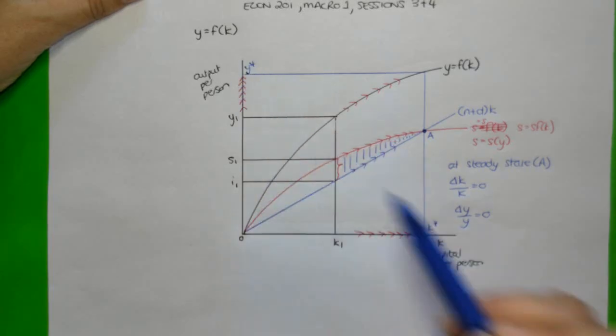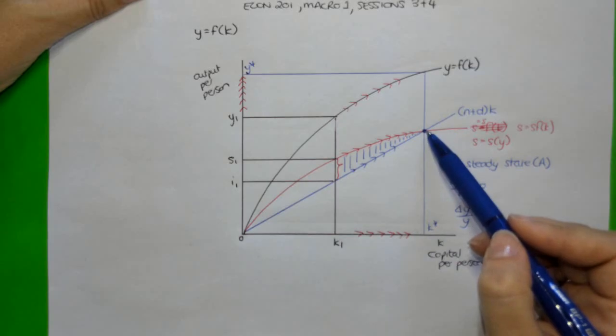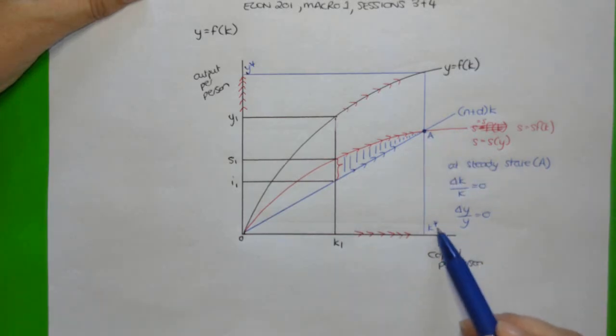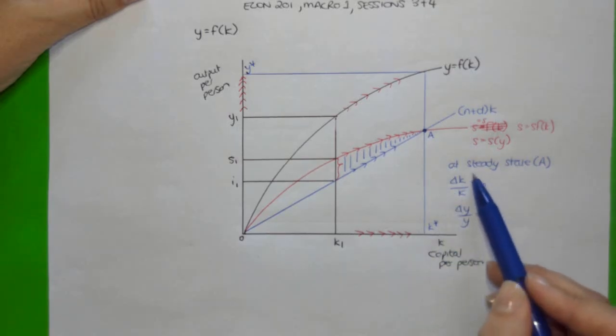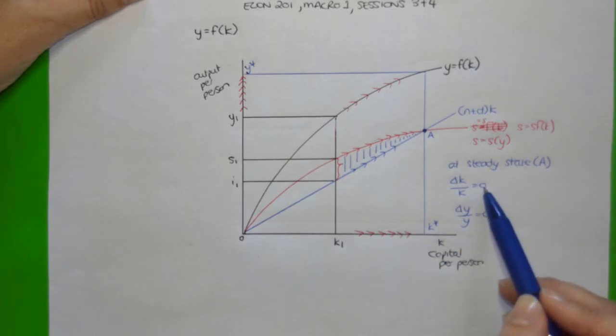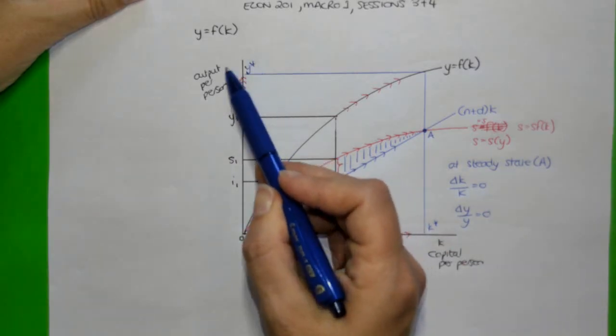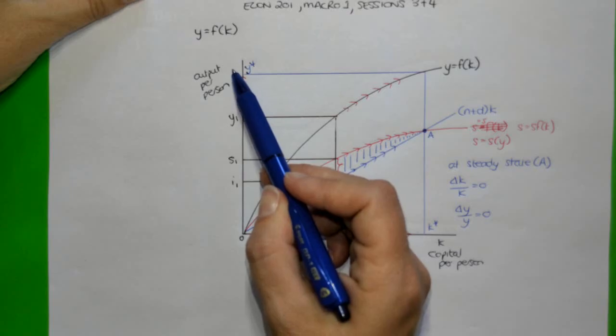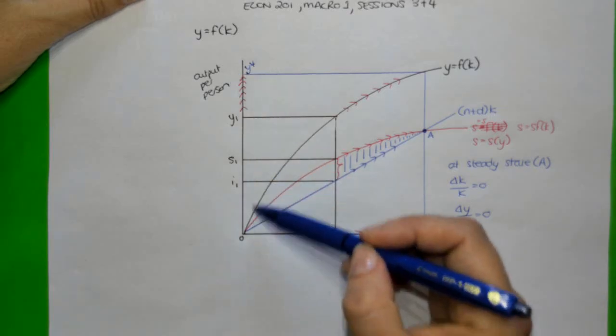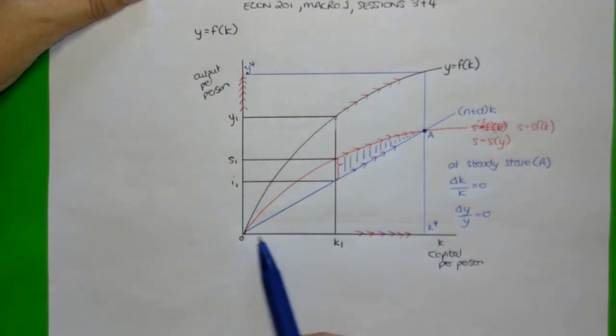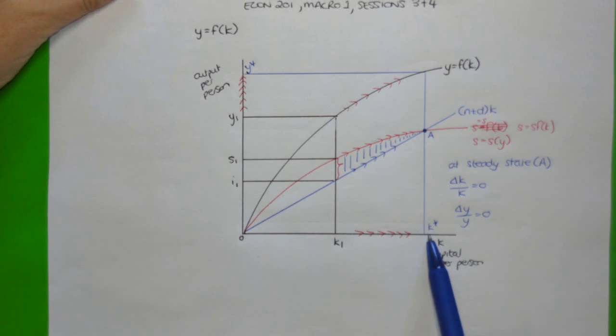Again, the important thing to note is that at this steady state, capital stock per person no longer increases. It will remain constant. The growth in capital stock per person is equal to 0. The growth in output per person is equal to 0. But output per person is a positive number, and capital stock per person is also a positive number.